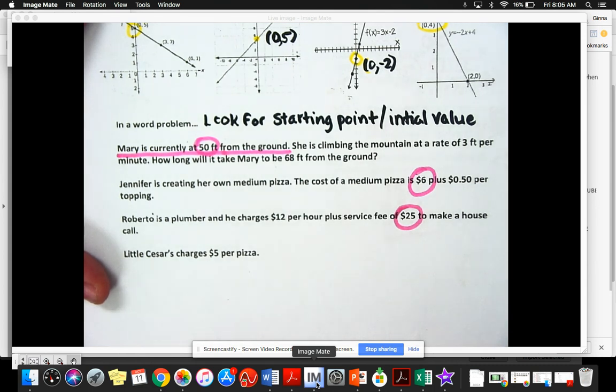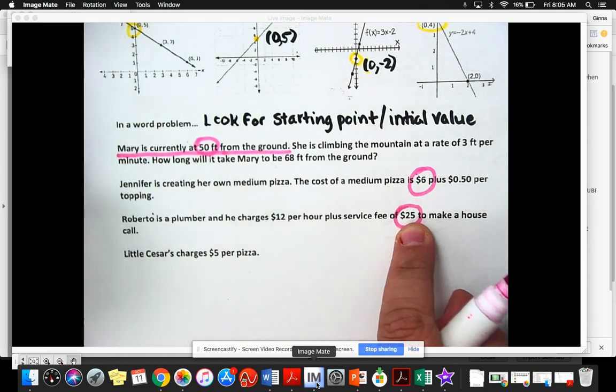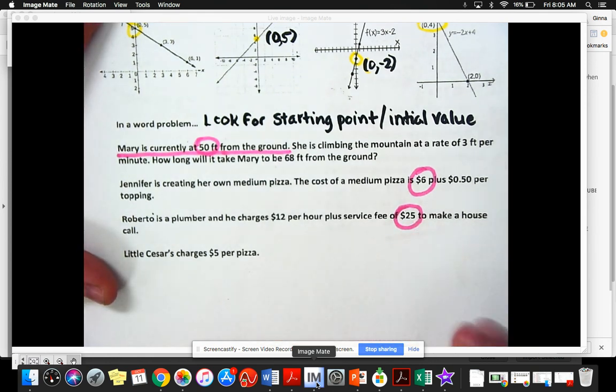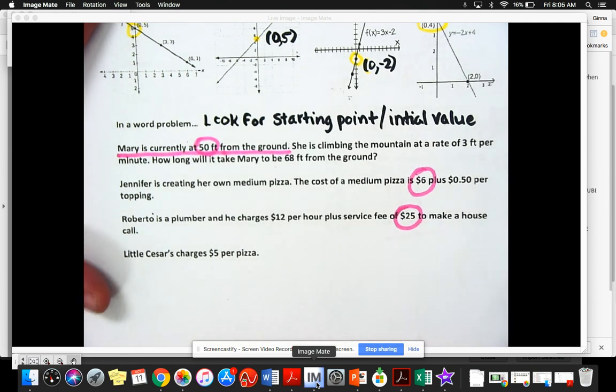It's that simple. So if you call Roberto over to fix your bathroom, he's going to charge you $25 just to get there. And then if he stays for 1 hour, you have to add $12 to that. If he stays 2 hours, then you got to add $12 plus $12. You got to add per hour, but his base payment, base total, is going to start at $25 and everything goes up from there.